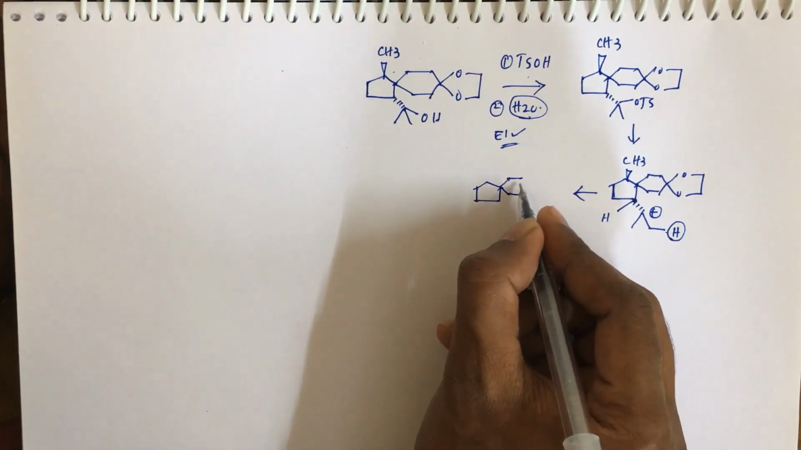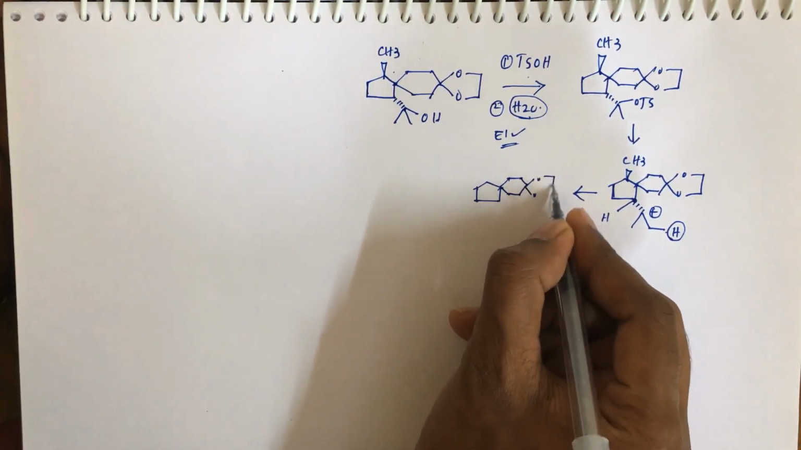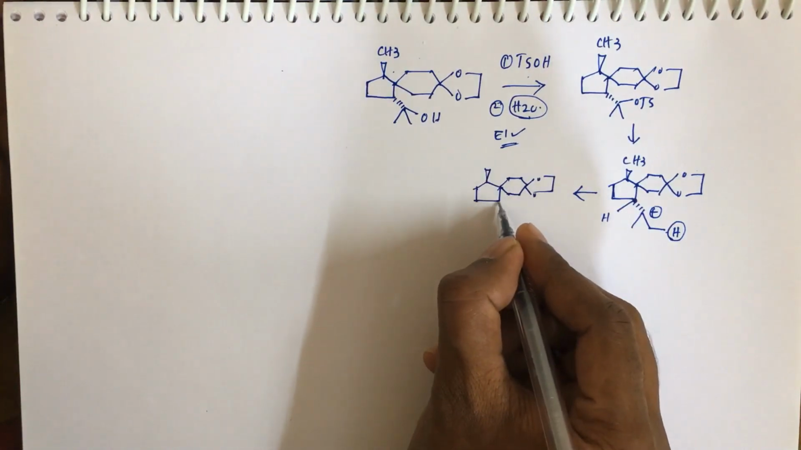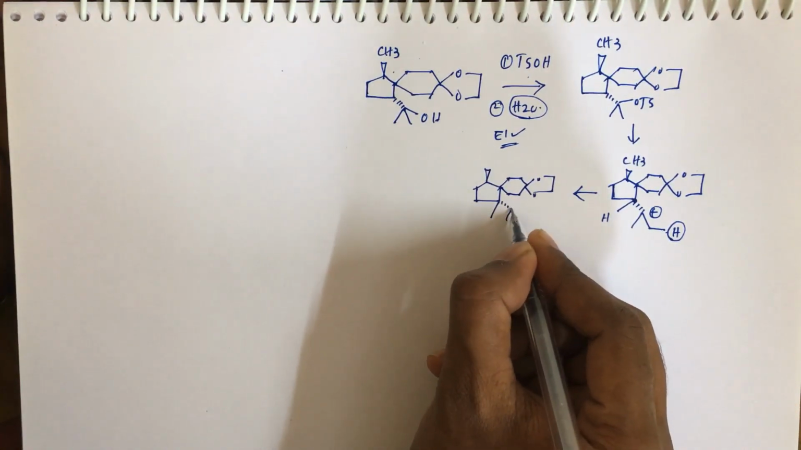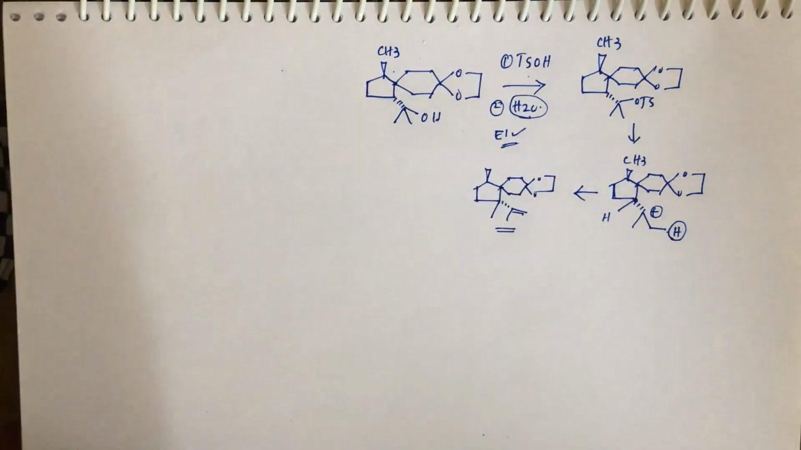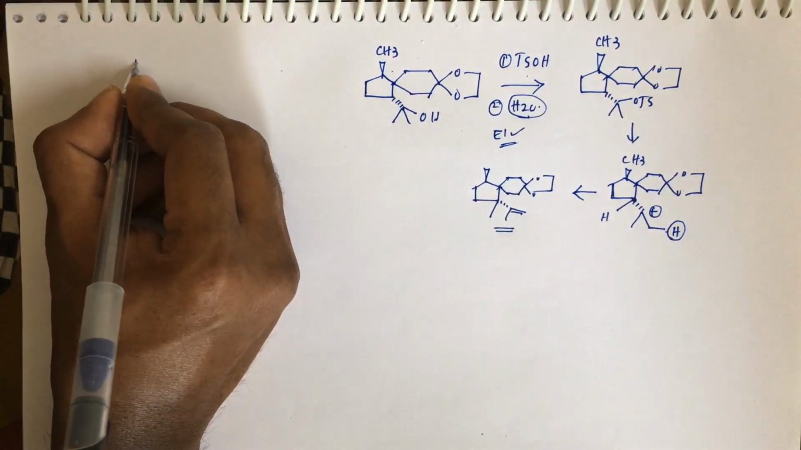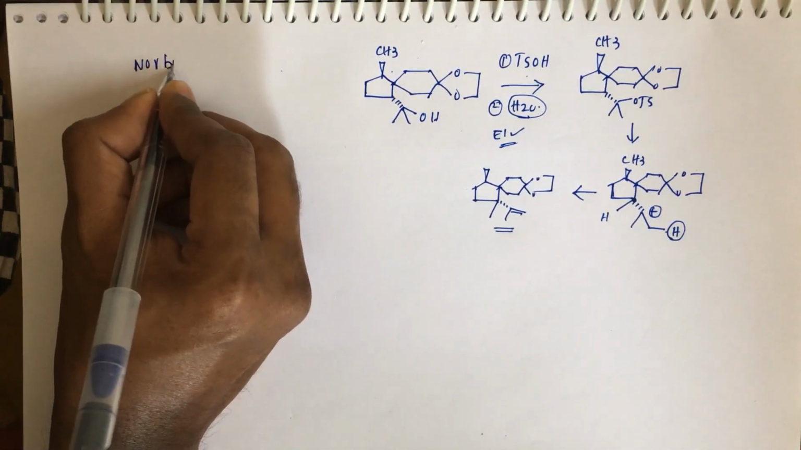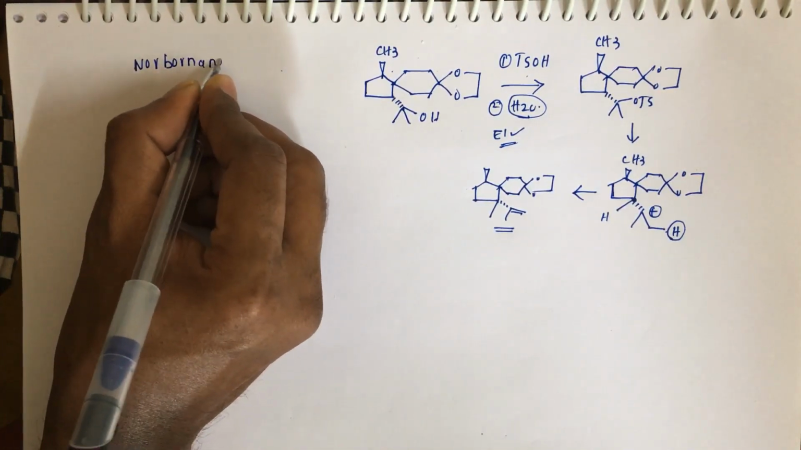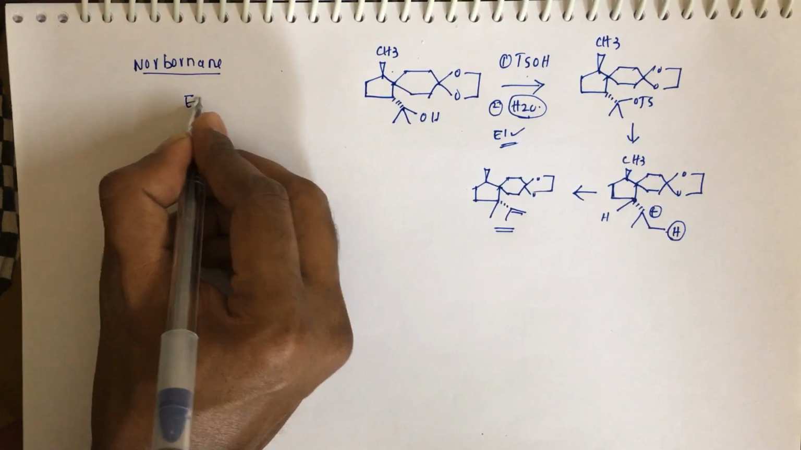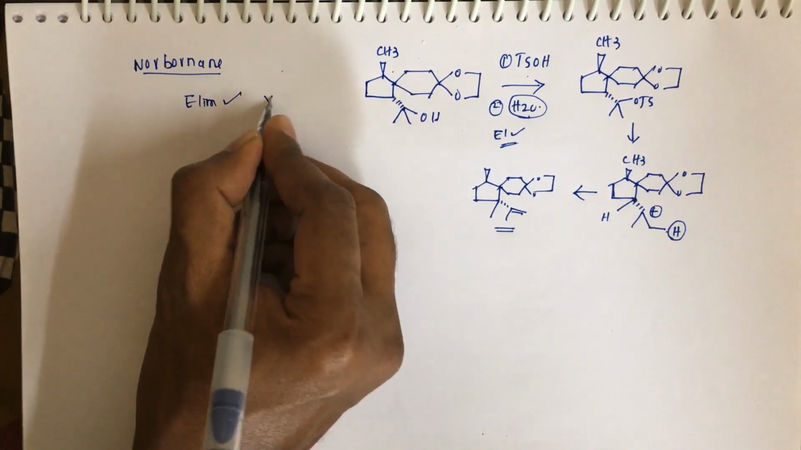We'll get this compound. Here we have this compound. And what about norbornene? So, in the norbornene case, does elimination happen or not?